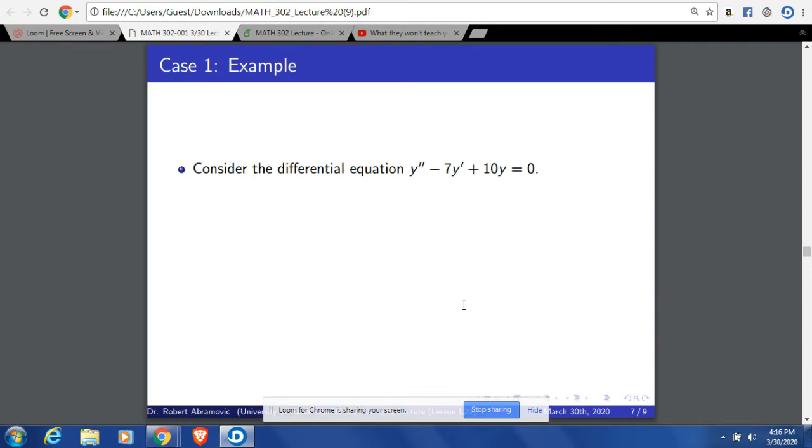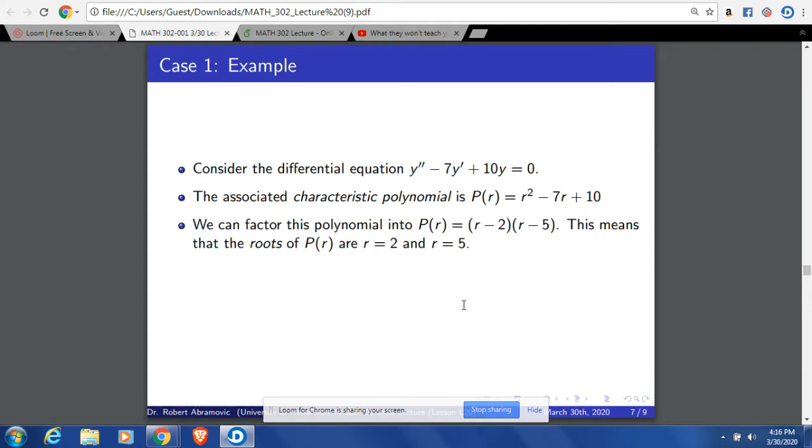So here's an example for when we have distinct roots. Let's look at this second order differential equation, y double prime minus 7y prime plus 10y is 0. The associated characteristic polynomial is r squared minus 7r plus 10. We can factor this polynomial into (r minus 2) times (r minus 5). This means the roots are 2 and 5.